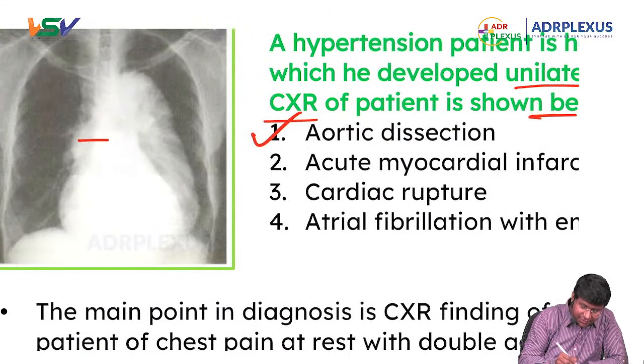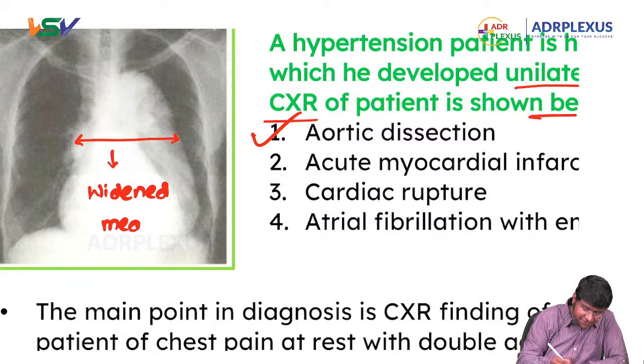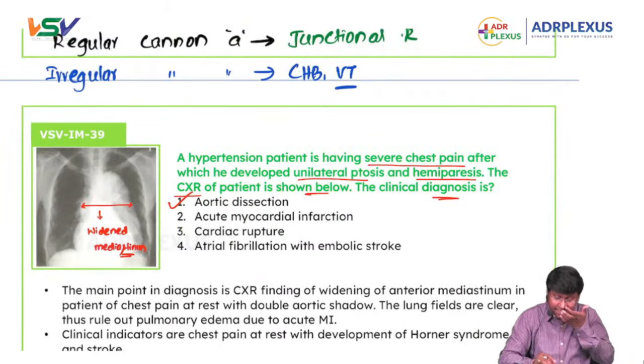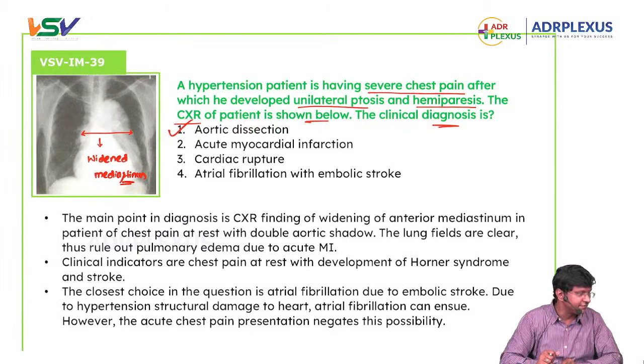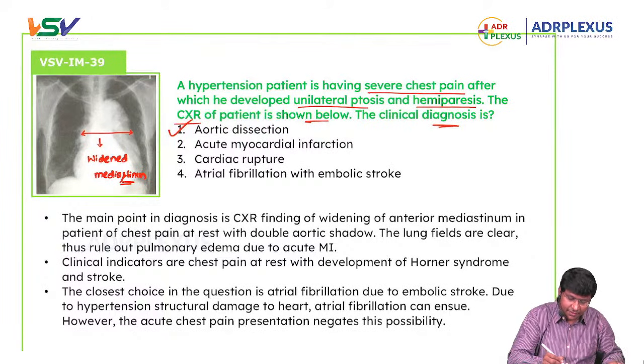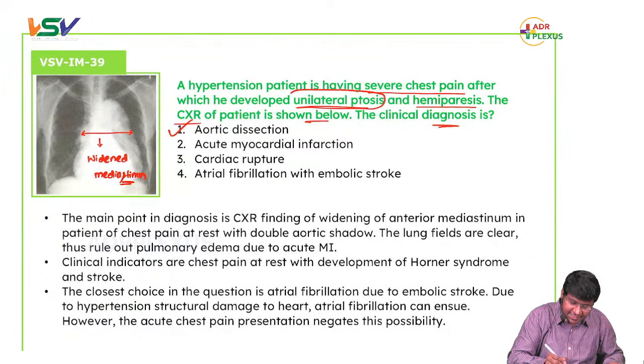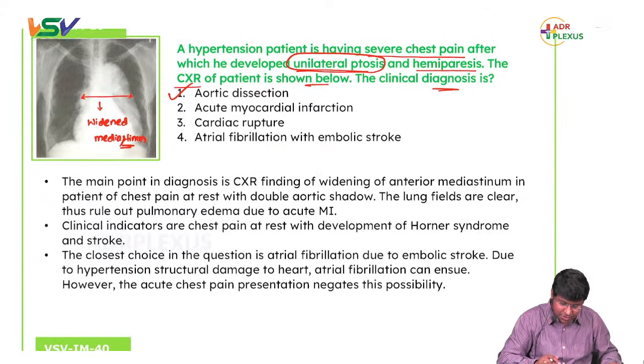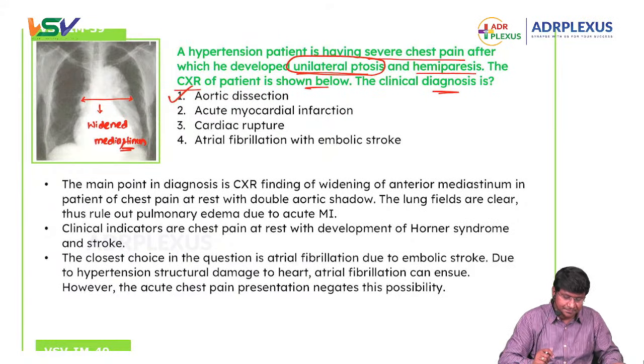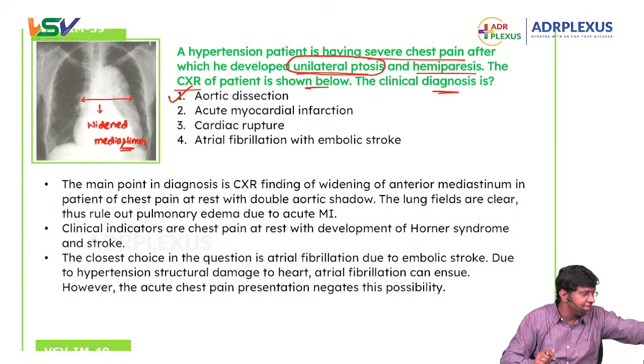So in case of the aortic dissection, what is that you are able to observe? You are able to observe that there is widened mediastinum. Widened mediastinum with a background history of severe form of chest pain is suggestive of the aortic dissection. Now, can anyone tell me why is this patient having unilateral ptosis?